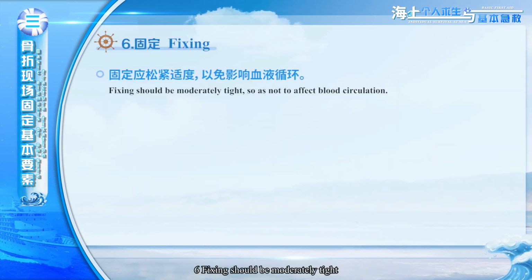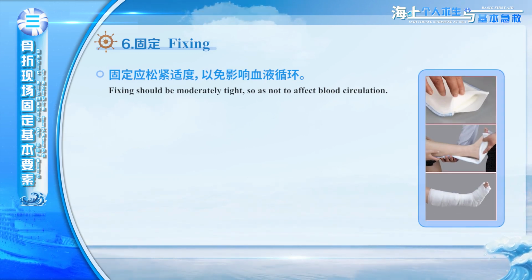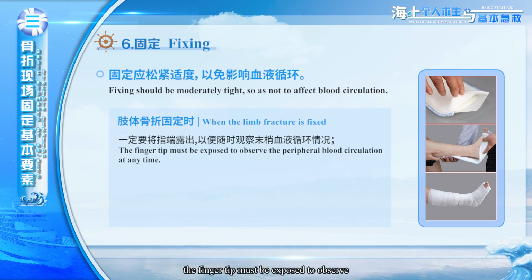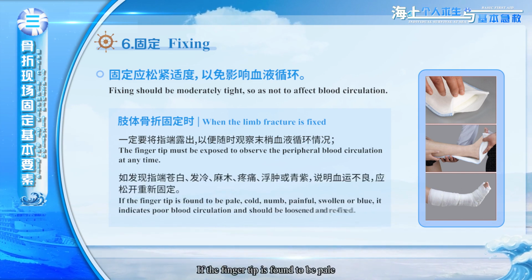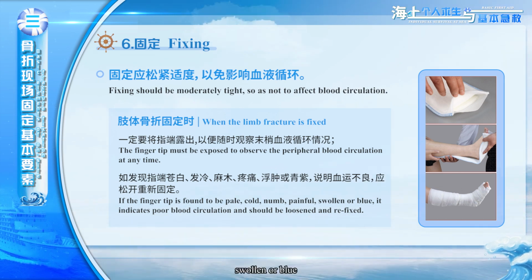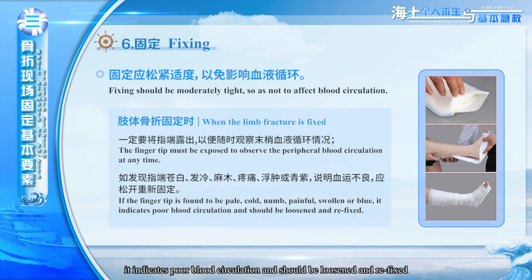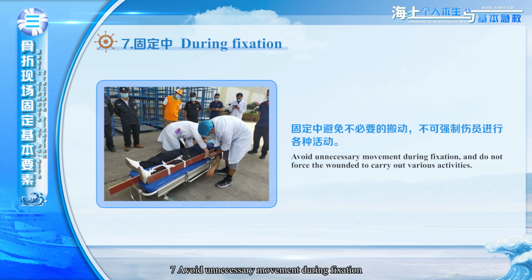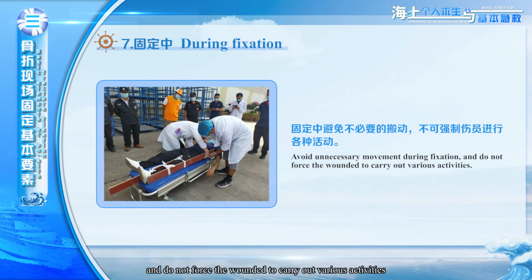6. Fixing should be moderately tight, so as not to affect blood circulation. When the limb fracture is fixed, the fingertip must be exposed to observe the peripheral blood circulation at any time. If the fingertip is found to be pale, cold, numb, painful, swollen, or blue, it indicates poor blood circulation and should be loosened and refixed. 7. Avoid unnecessary movement during fixation and do not force the wounded to carry out various activities.